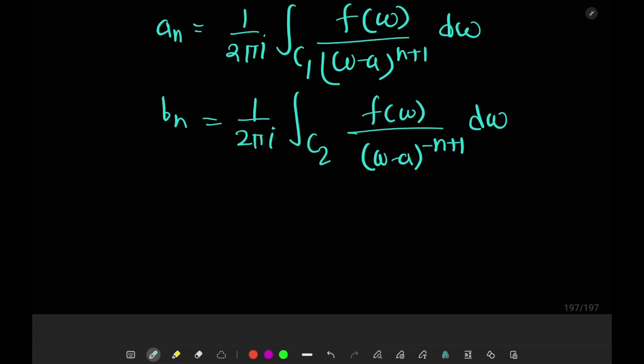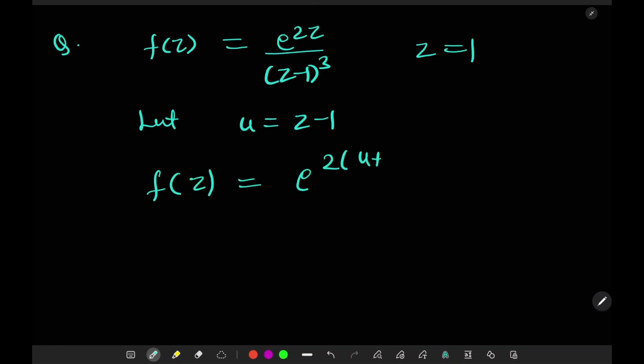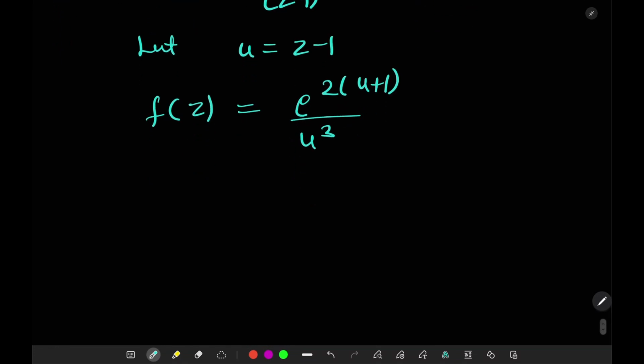Let's do a question on Laurent's theorem. f(z) is given as e raised to power 2z divided by (z minus 1) whole power 3, given that z equals 1. For this type of condition, in which such a term is present, we put u equals z minus 1, or any t equals z minus 1. So f(z) is equal to e raised to power 2u plus 1 divided by u cube, or we can write it like that.